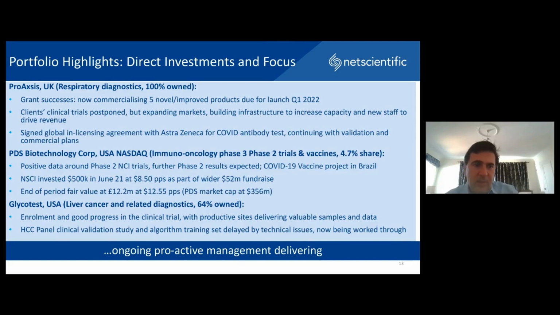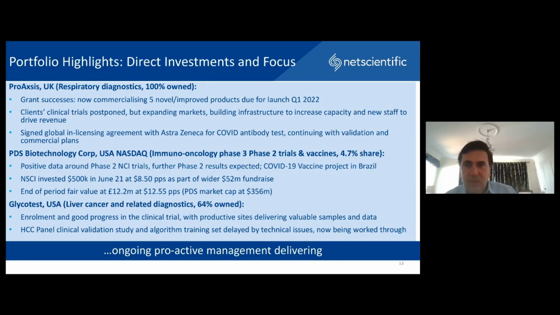Turning to PDS, now this is the visible one, and of course the performance for us has been nothing short of remarkable. But also for us, we don't want to see this as a lottery ticket that we found lying at the bottom of the drawer. We see PDS as a demonstration of what our strategy is capable of. Once upon a time, PDS was a university spin-out nobody had heard of. NetScientific was the first backer of PDS after their spin-out.